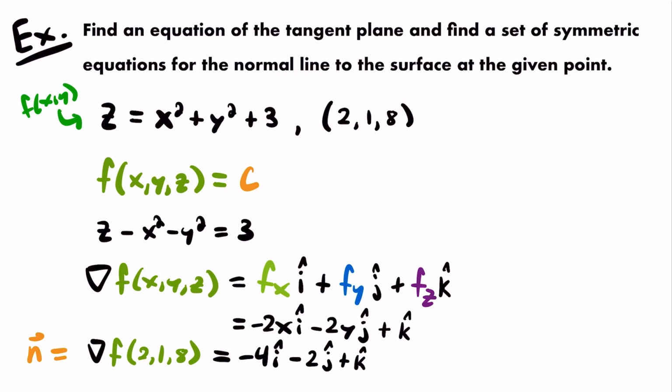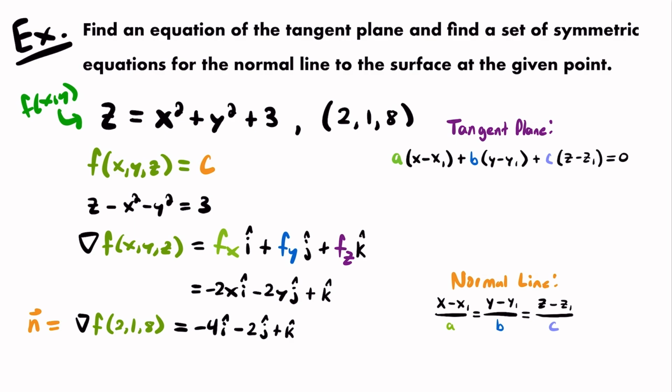Right, to do that, we just have to remember the form of an equation of a plane and the symmetric equations for a line in 3D space. And so remember from earlier in Calculus 3 that the setup for the equation of a plane is this equation right here, where a, b, and c are the components, specifically the x, y, and z components of the normal vector, and x1, y1, z1 are the coordinates of a point in that plane.